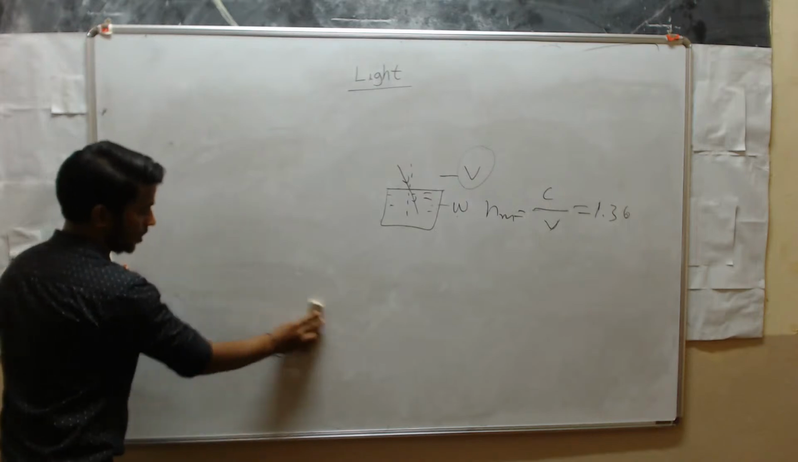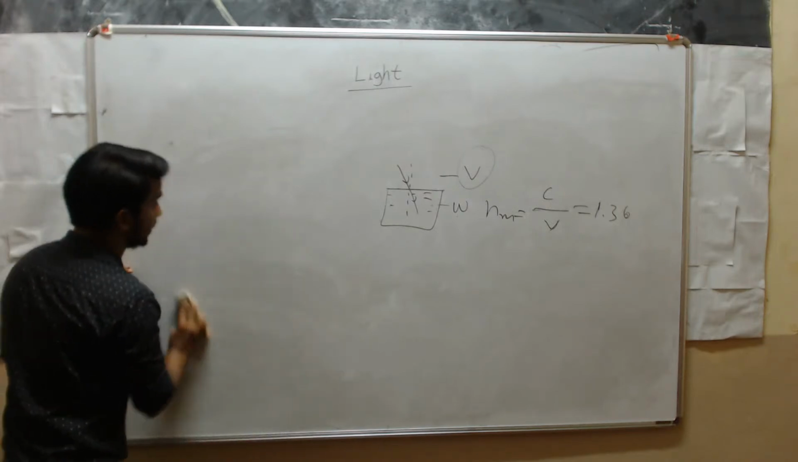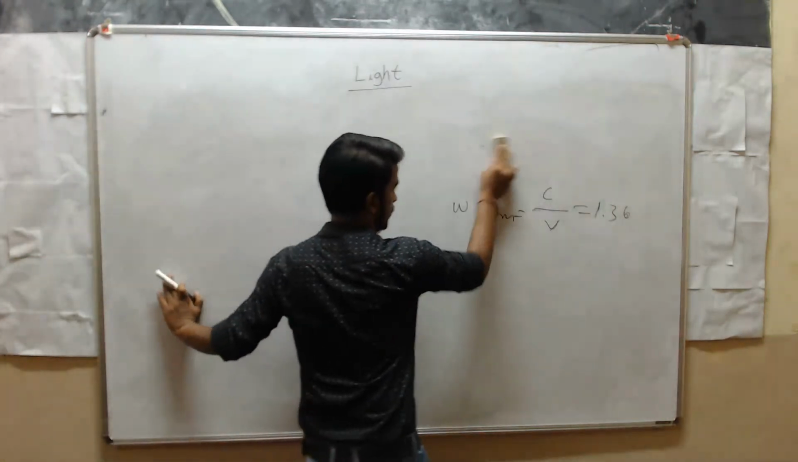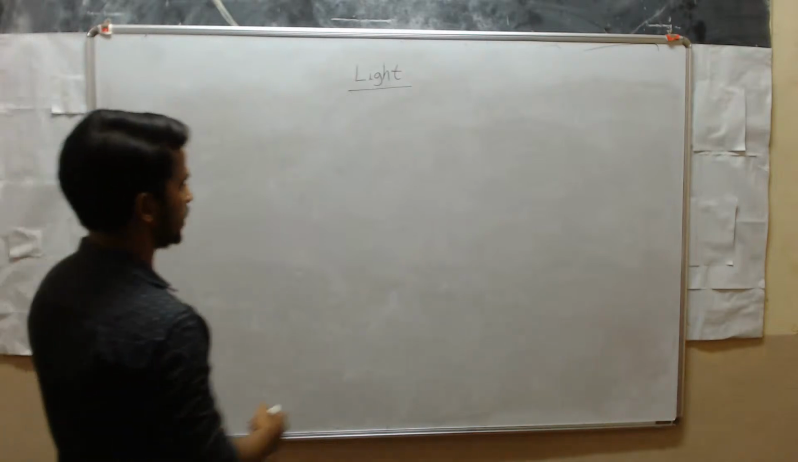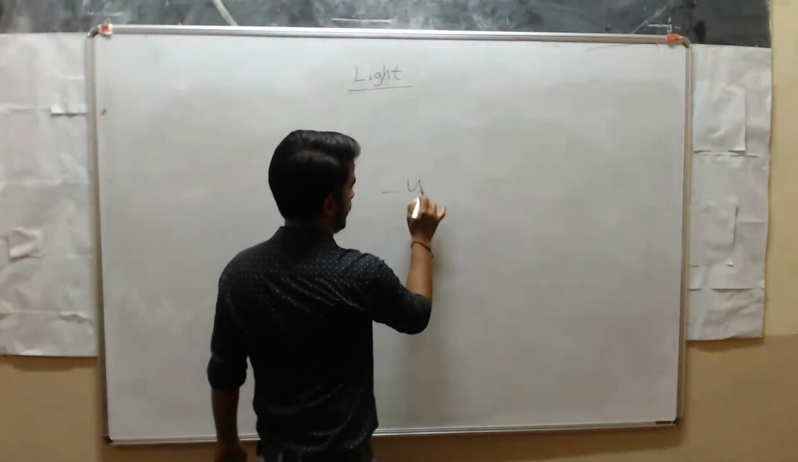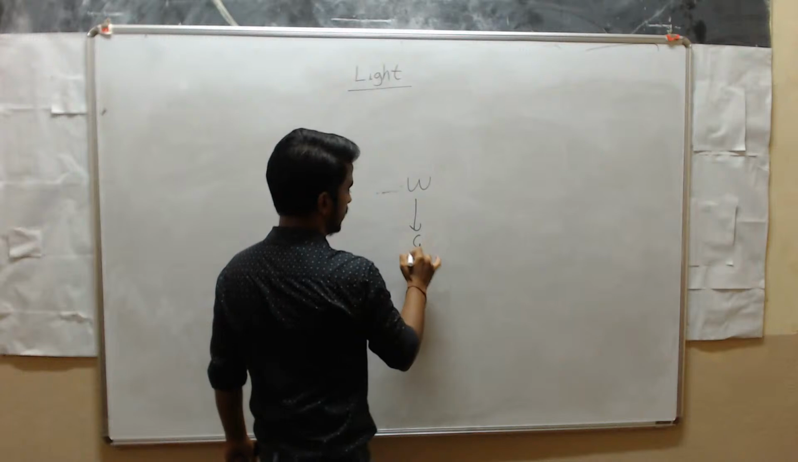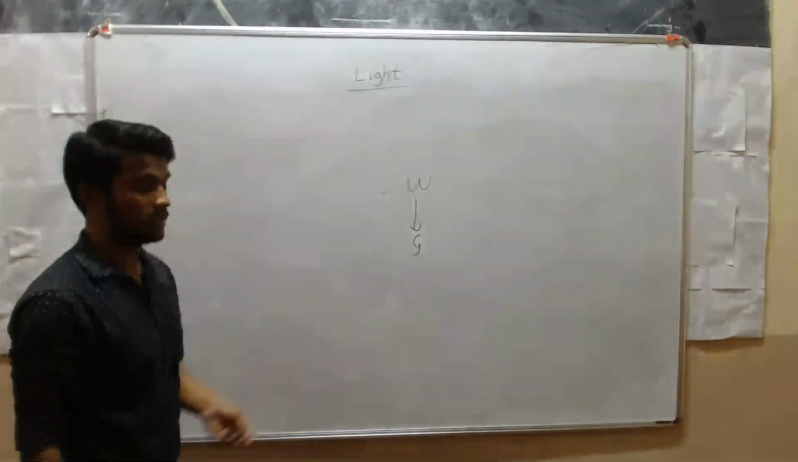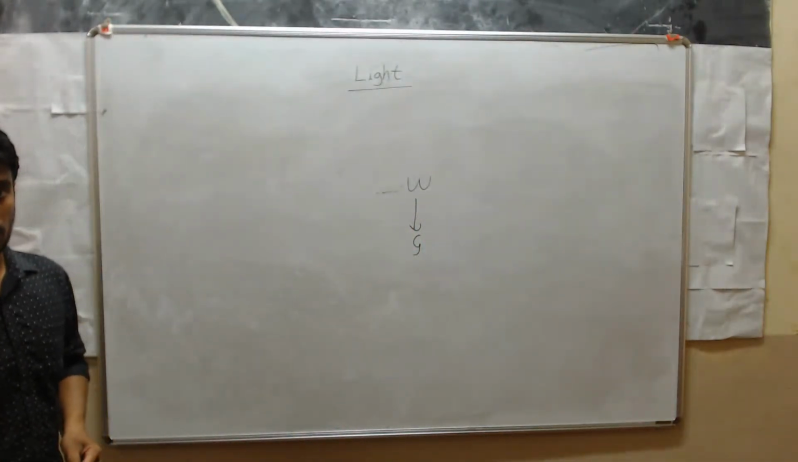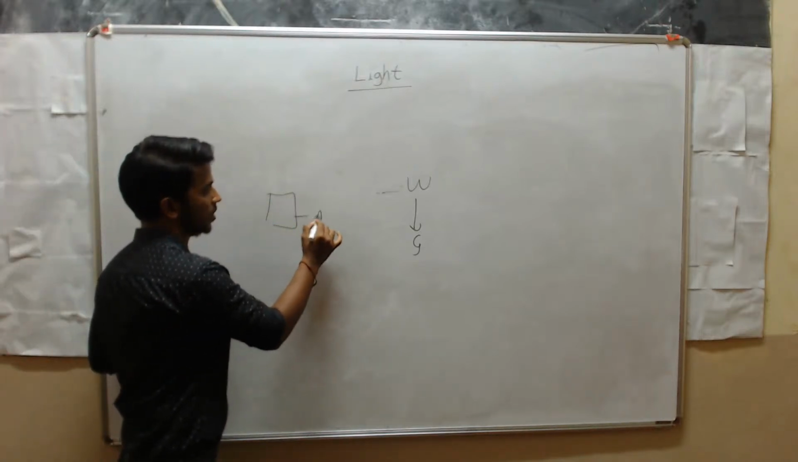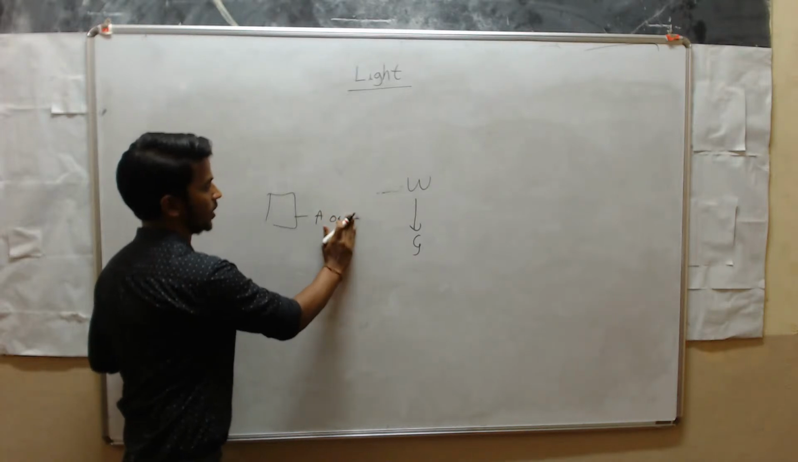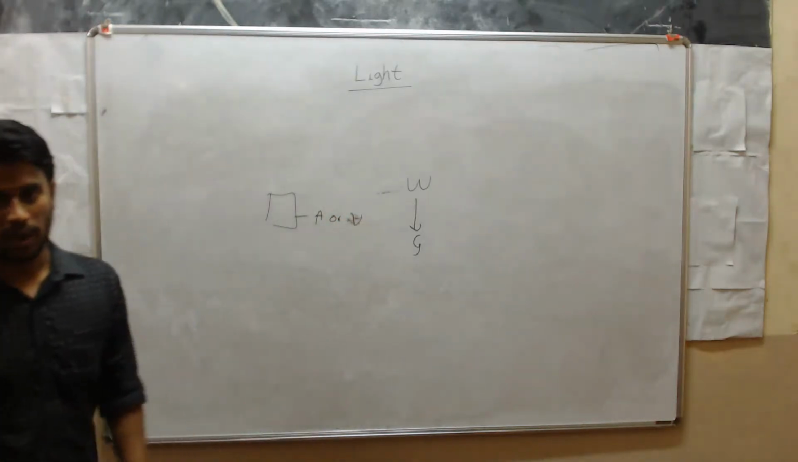See, these values are called absolute refractive index, because we should consider one medium as air or vacuum. If we consider one medium as water and the second medium as glass, then we won't call this the absolute refractive index. If you want to call it absolute refractive index, then we have to consider one medium as air or vacuum.